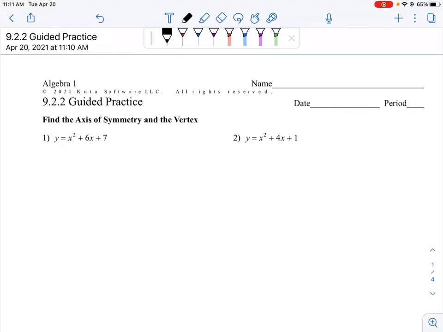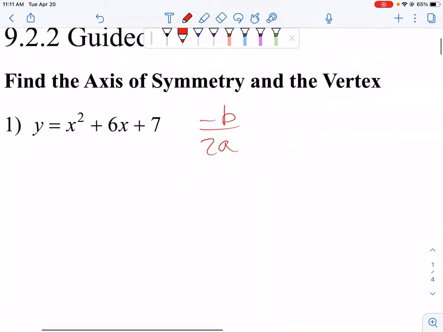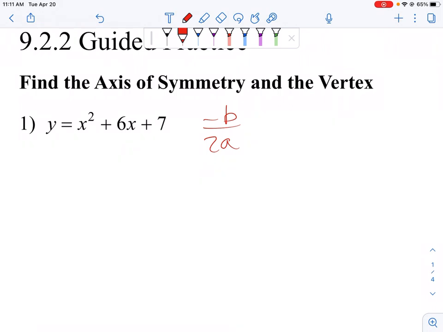9.2.2 guided practice. We are going to continue working with finding the axis of symmetry and the vertex. So the first thing we're always going to look for is the axis of symmetry, and we do that by using the formula negative b divided by 2 times a. So we're always going to be using this formula. You can start out by just giving us the negative parentheses over 2 parentheses.